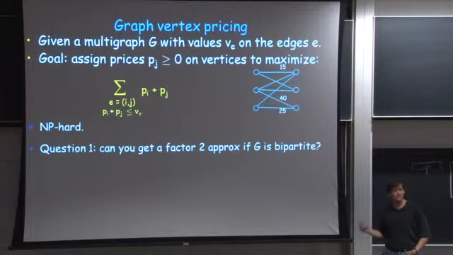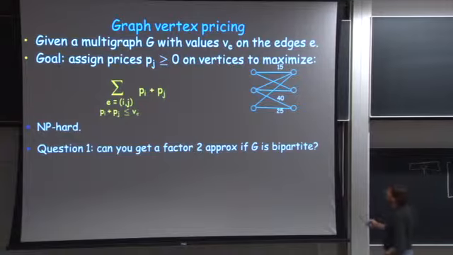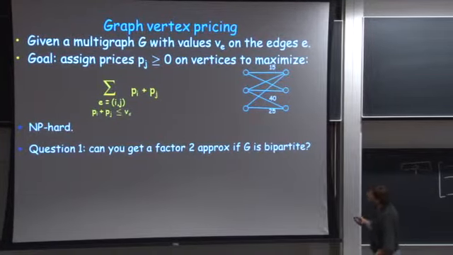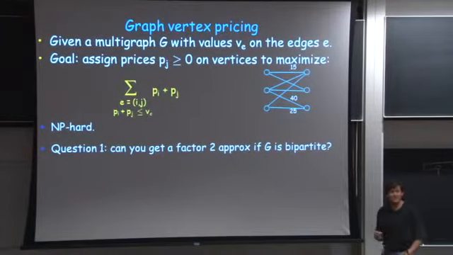Okay, and I claim this is not so bad. It's still NP hard, actually, even for bipartite graphs, which is weird. Most things on bipartite graphs... no, it's not true. I take that back. There are lots of problems that are hard in bipartite graphs. Okay, and this is one. So it's still hard, but we can get a factor of 2. Can we see how to do that?